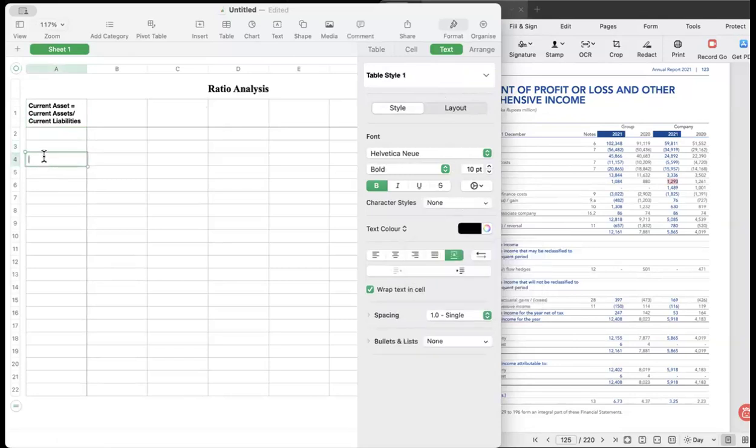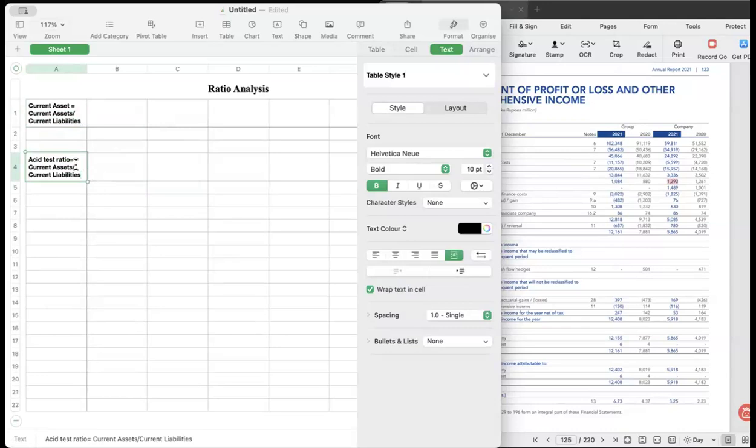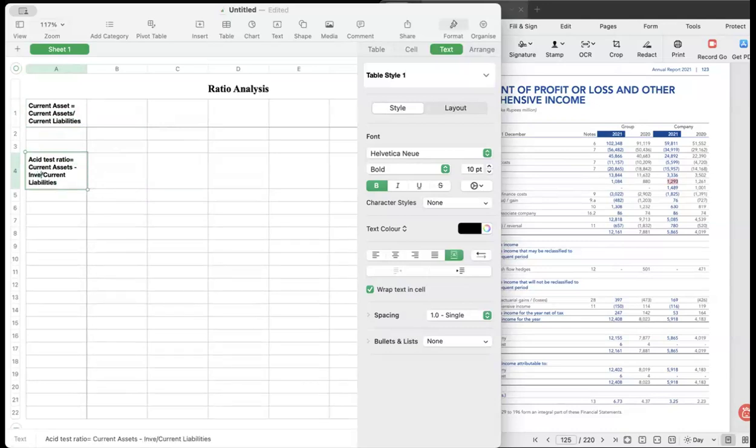Okay, right. The other one is the acid test ratio. The acid test ratio is the same ratio, and the only difference is you're going to remove the inventory from the assets. Current assets minus inventories over current liabilities. The result is something you're going to look at in times.